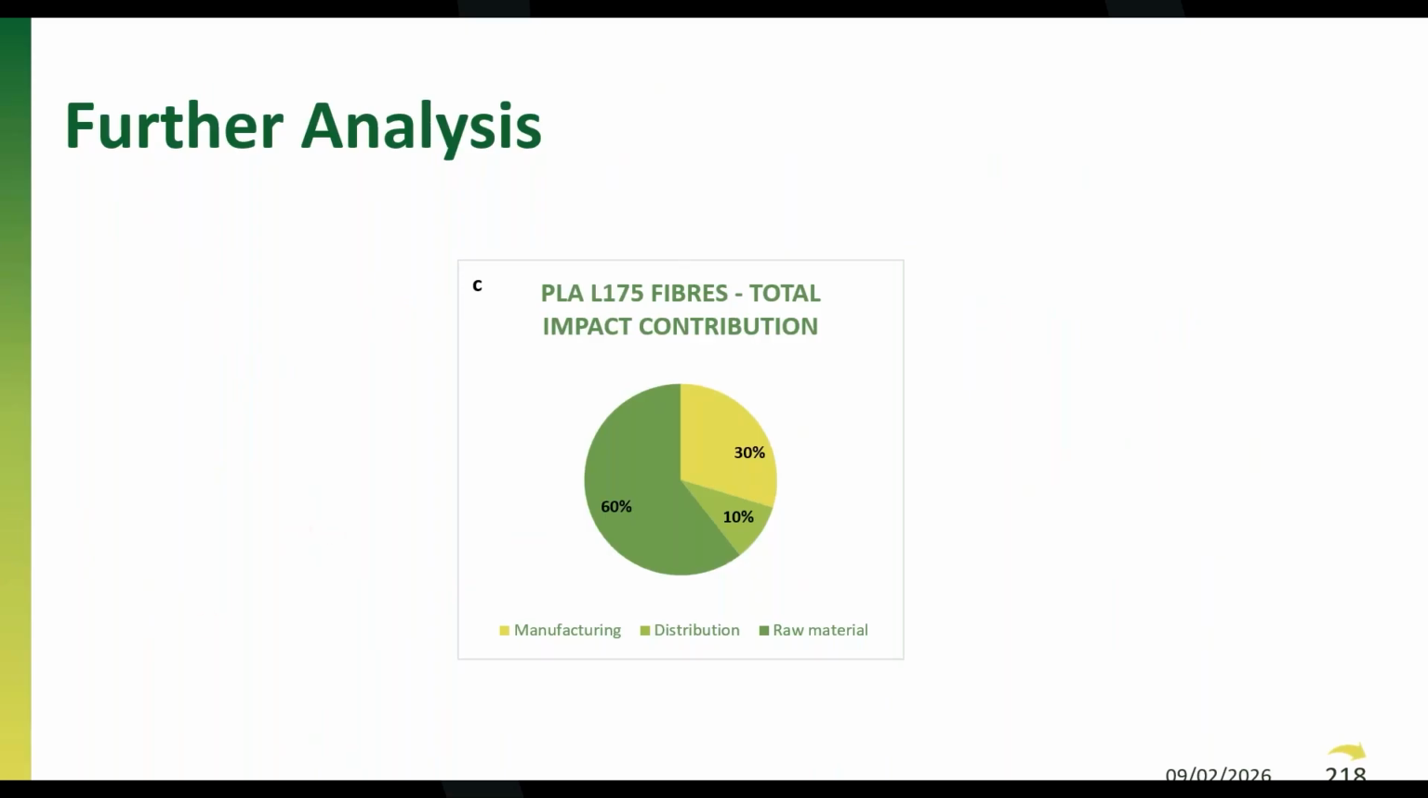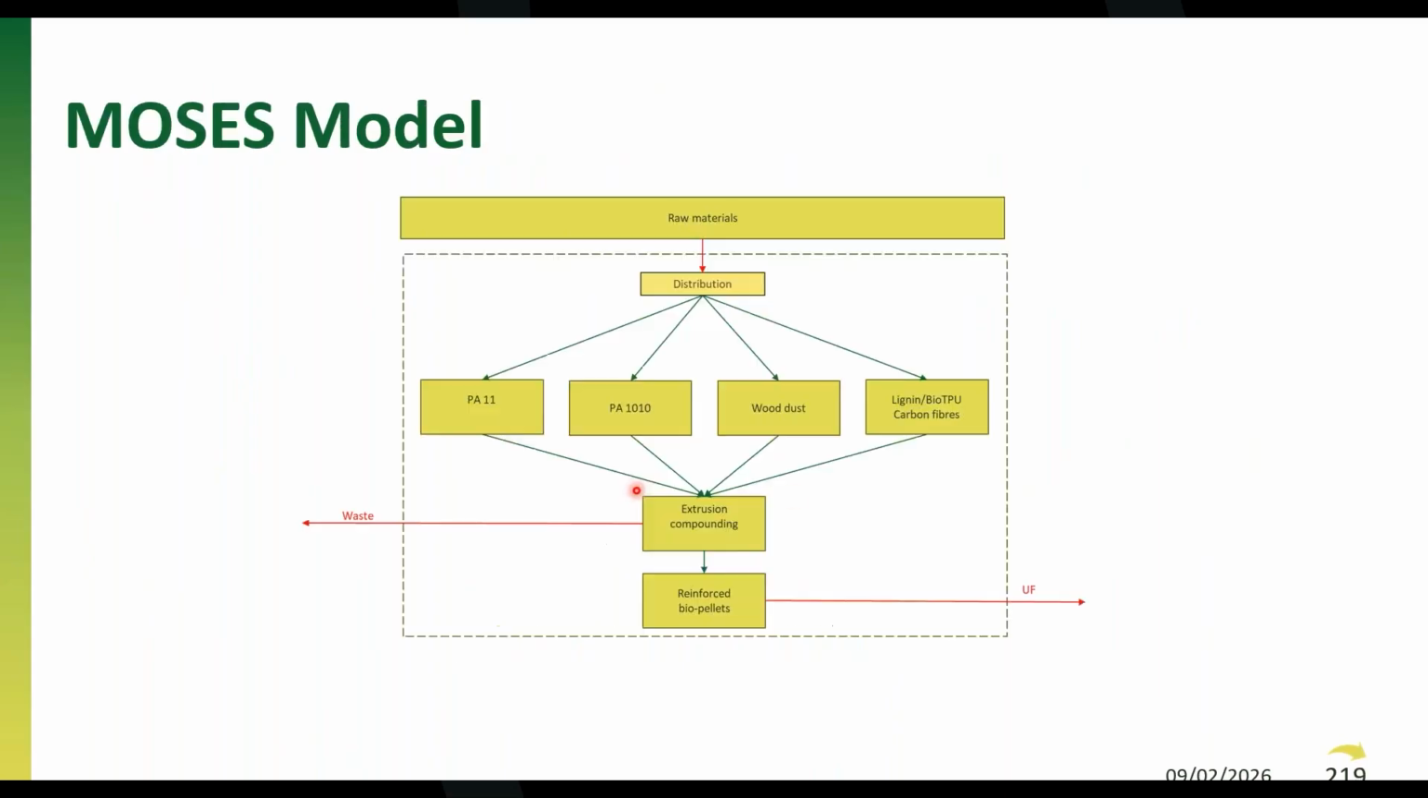So we went into further analysis by looking at which part of the process was the highest contributor to our environmental impact. For the case of this PLA, the largest contributor is actually the resourcing of raw material, so making the PLA itself. The manufacturing and the distribution were quite low. Manufacturing here would be all the energy that is used, or all the impact of the actual extrusion.